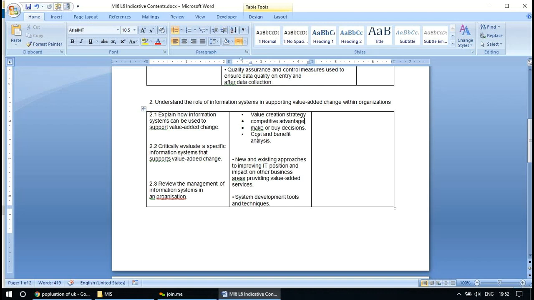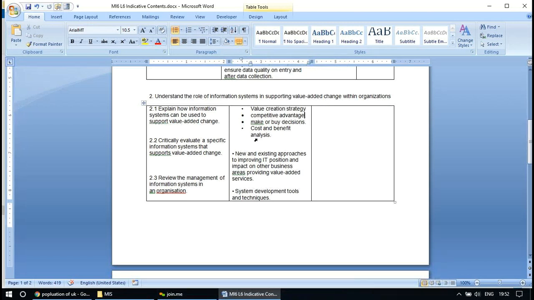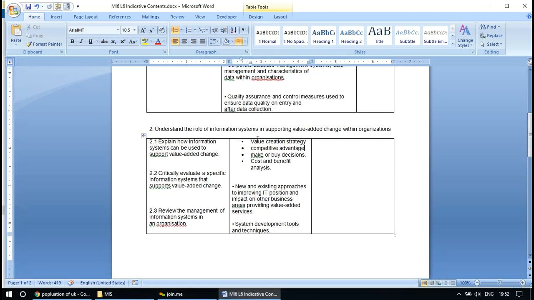And again, review the management information systems in organizations. If you want to review, it means you want to evaluate the information system, isn't it? So overall, evaluating or reviewing the information system is, let's say, A, and B is the individual value added change or individual characteristic of the information system, which would be the actual answer to these assessment criteria.